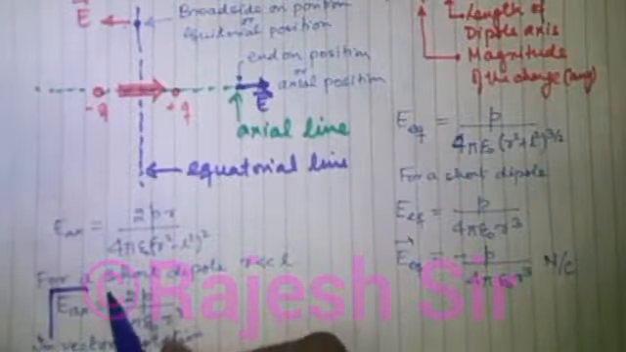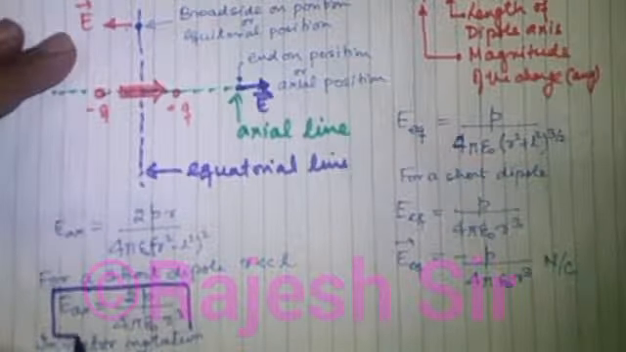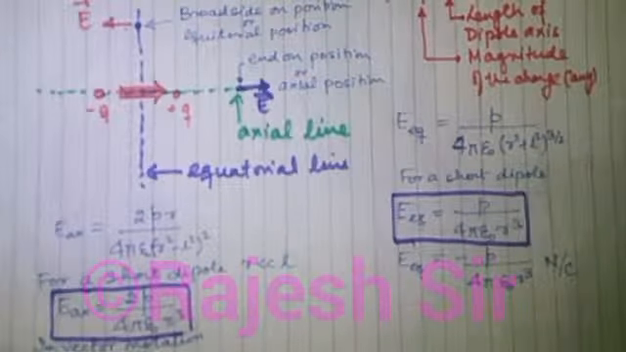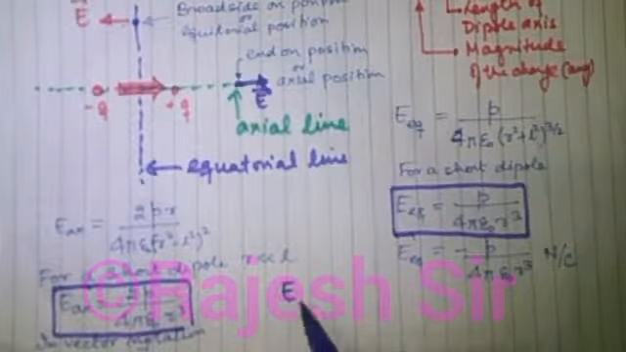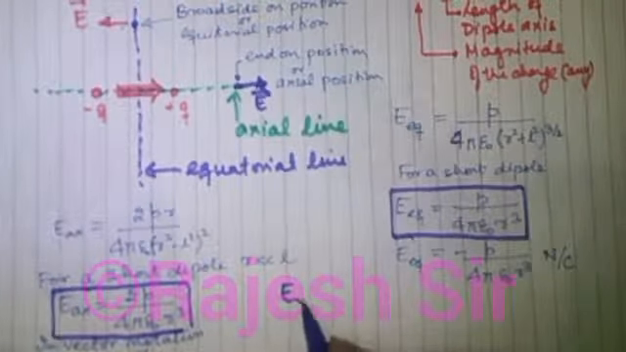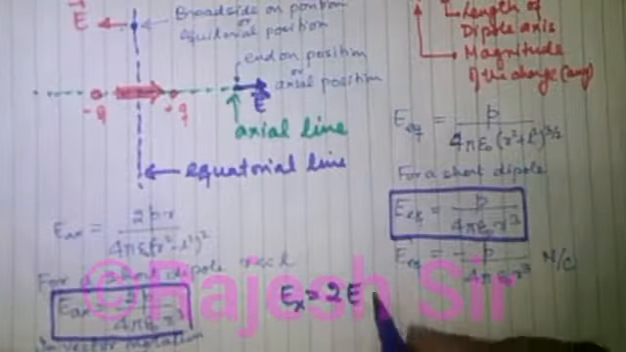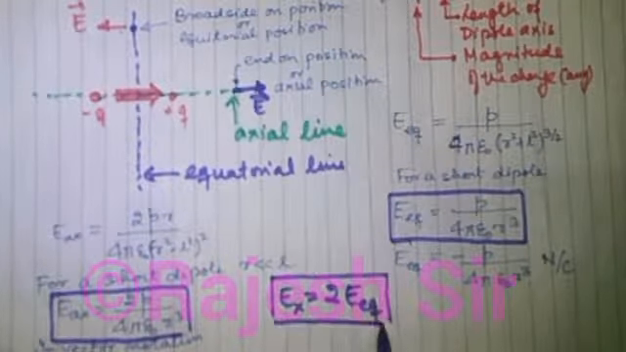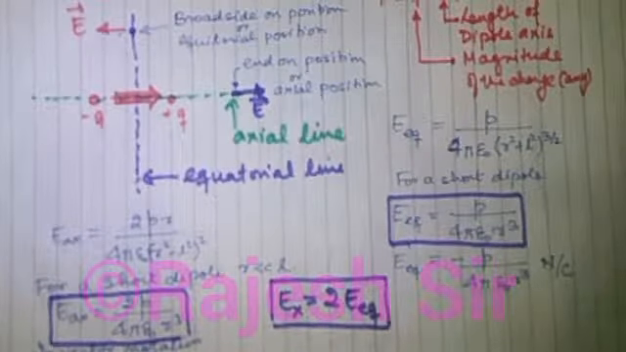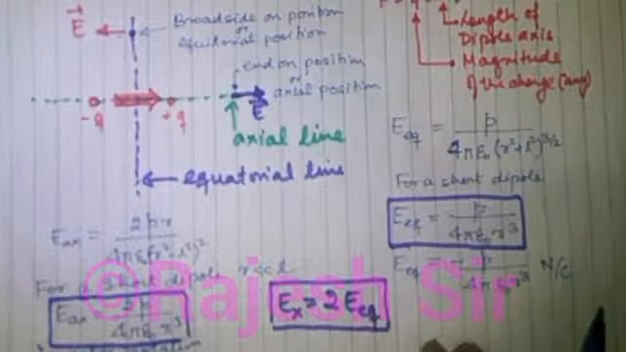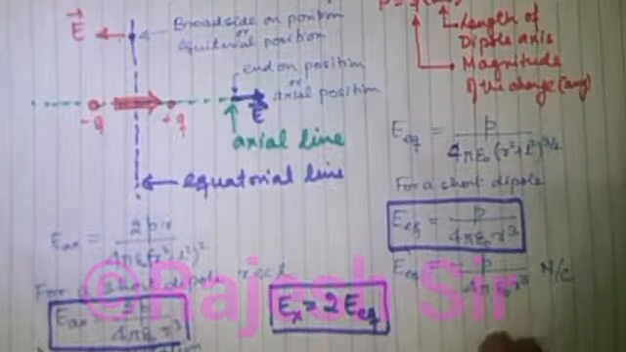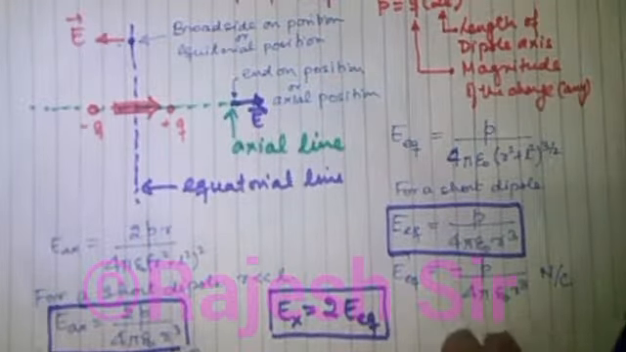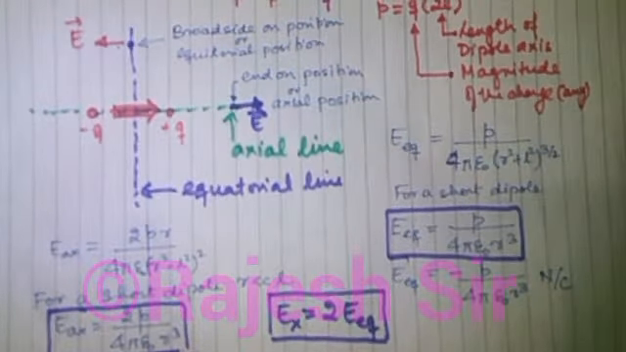For a short dipole, the axial position's magnitude and the equatorial position's magnitude bear a ratio. You can see very easily that the electric field at the axial position is twice the electric field at the equatorial position. Wherever in a numerical problem it is a short dipole, and in most cases you will be given a short dipole, this can be an easy way to get the electric field if you know the electric field at any one of the positions. If you know it at the equatorial position, then at the axial position it will be just twice this value.